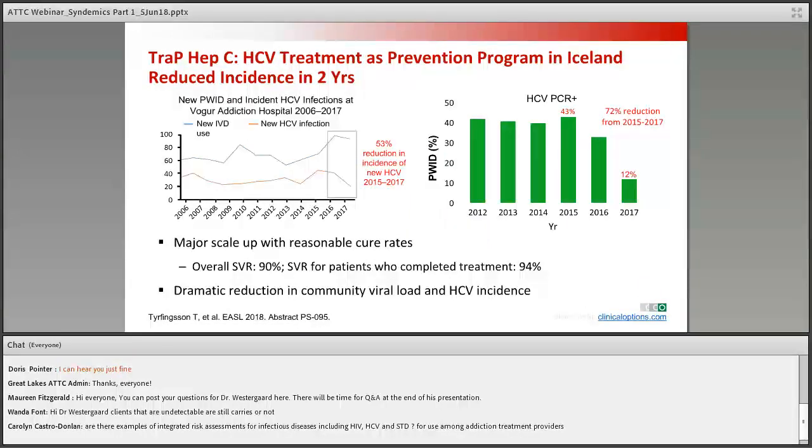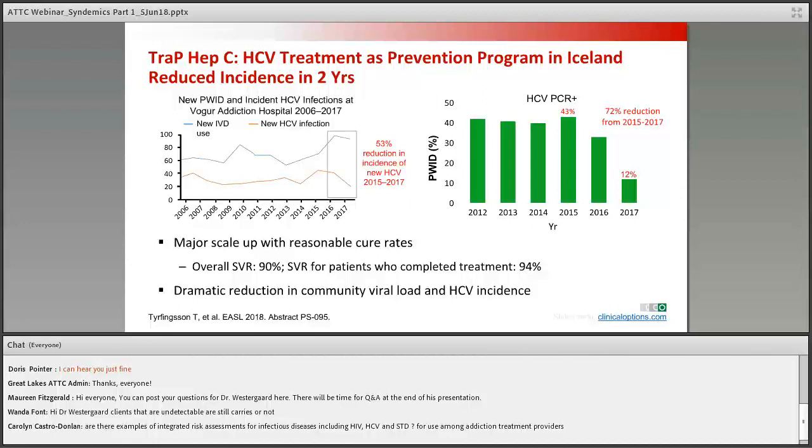This is the most exciting slide, in my opinion, of the whole talk, and this is very hot off the press data from a few months ago at the European Association for the Study of Liver Disease, or EASL, in Paris. And it took everything I've been talking about, how viral cure prevents transmission and how treatment is an important lever in public health response, and instituted this on a national basis. So there are 2 countries in the world that have created national goals of eliminating hepatitis C transmission: Iceland and Georgia, the country of Georgia.